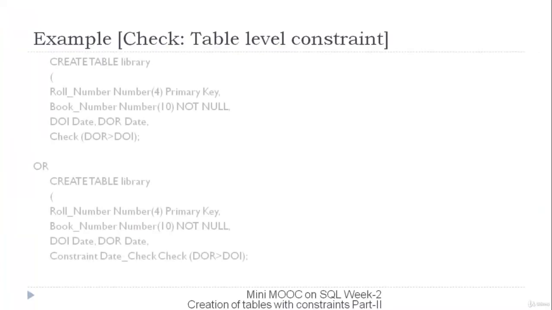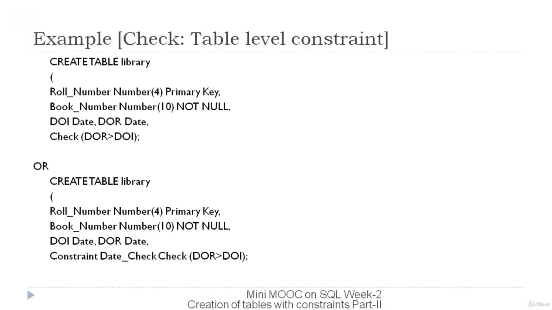In case of library database, we have roll number, book number, date of issue, and date of return as its column. In this case, we wish that date of return should be more than date of issue. For this, we can apply table level constraint by specifying this condition after specifying all the columns. Let us execute this statement to check its result.